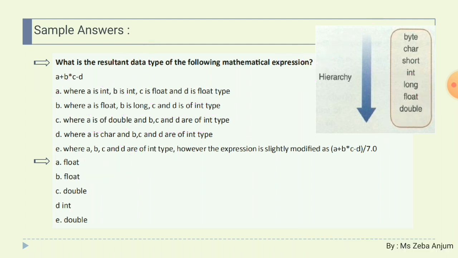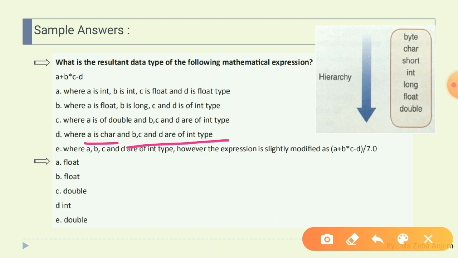Now see the D portion. In the D portion, A is your character, B, C, D again are of your integer data type. Now see over here, we are having character at the second position and integer at the fourth position. So obviously integer has the highest hierarchy, hence the resultant data type is your integer.